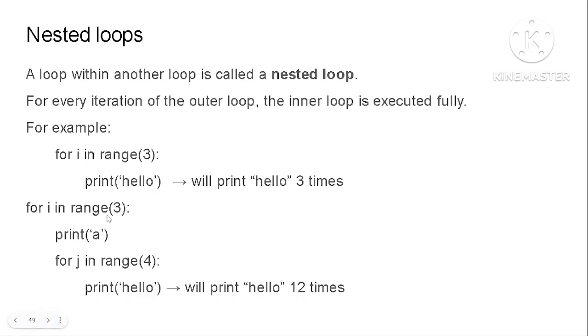Now how is this done? When I becomes 0, A will be printed once and this loop will be executed 4 times, that is fully. 0, 1, 2, 3. Then again the outer loop will go to the next iteration, second iteration. A will get printed, then hello, hello, hello, 4 times. Then I will enter into the third iteration, that is I will become 2. Then again A gets printed, then 4 times hello gets printed. So this is the concept of a nested loop.